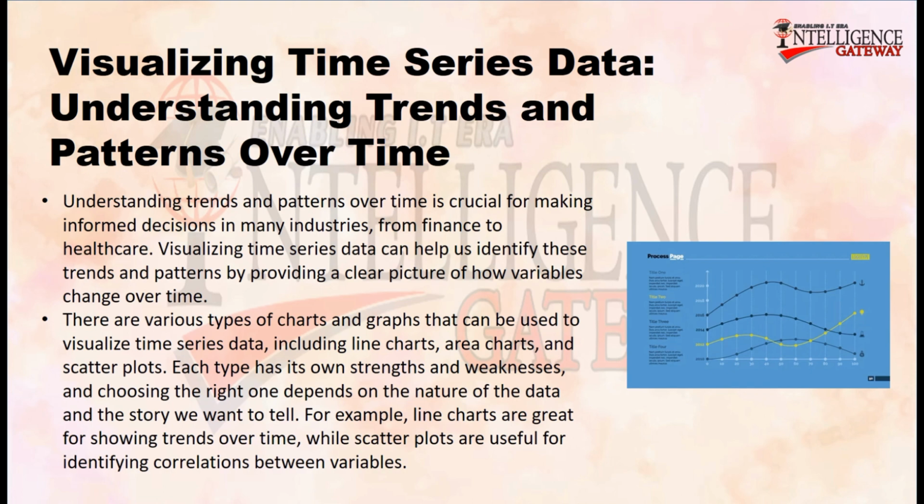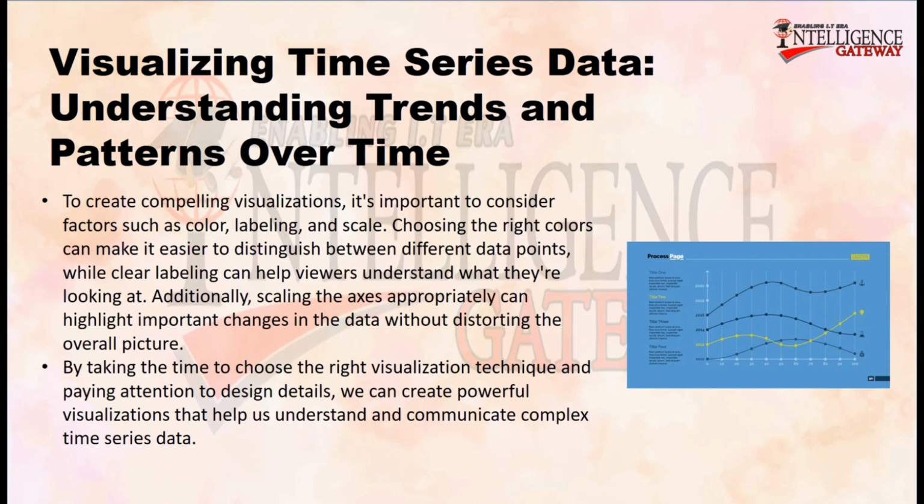Each type has its own strengths and weaknesses, and choosing the right one depends on the nature of the data and the story we want to tell. For example, line charts are great for showing trends over time, while scatter plots are useful for identifying correlations between variables. To create compelling visualizations, it's important to consider factors such as color, labeling, and scale.